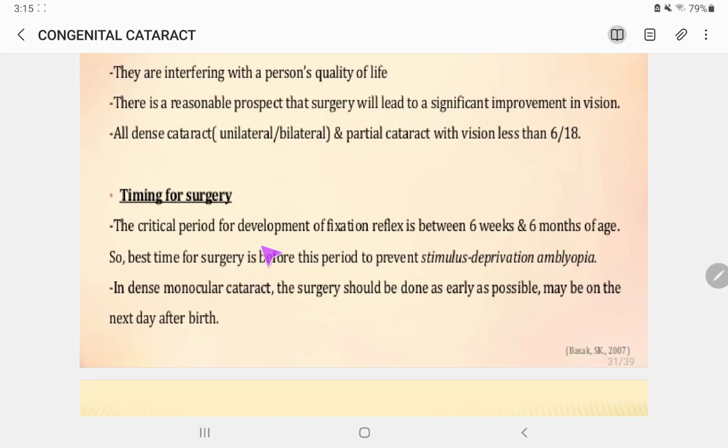So timing: the critical period of development for the fixation reflex is between 6 weeks and 6 months of age.